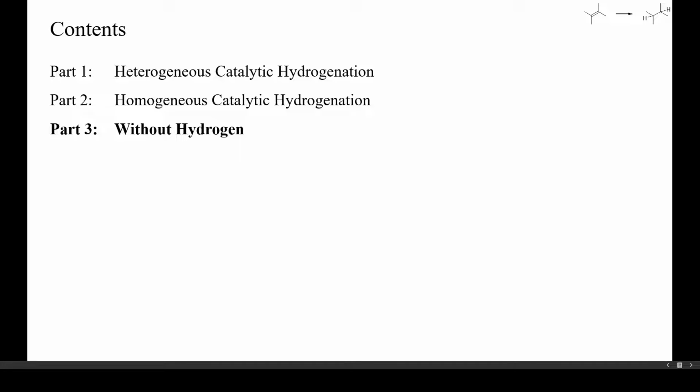I'll show you a few examples of transfer hydrogenations, that is, hydrogenations with typical heterogeneous or homogeneous catalysts and some reagent that can generate hydrogen in the reaction mixture. But there are also reagents that can convert alkenes into alkanes without any transition metal catalyst, and these can be valuable alternatives if a given starting alkene is not compatible with catalytic hydrogenation.